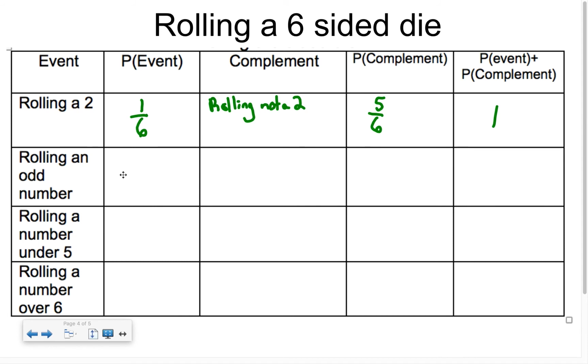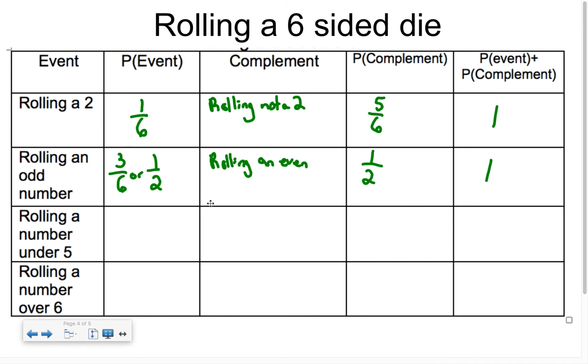The probability of rolling an odd number. Okay, so rolling an odd number, you can roll a 1, a 3, or a 5. So that's going to be 3/6, or 1/2 if we simplify. And what's going to be the complement? The complement of rolling an odd number is going to be rolling an even number. So rolling an even number, since even's the opposite of odd, and the probability of the complement is 1/2. Because rolling an even, you can roll a 2, 4, or 6, and the probability of the event plus the probability of the complement is 1 again.